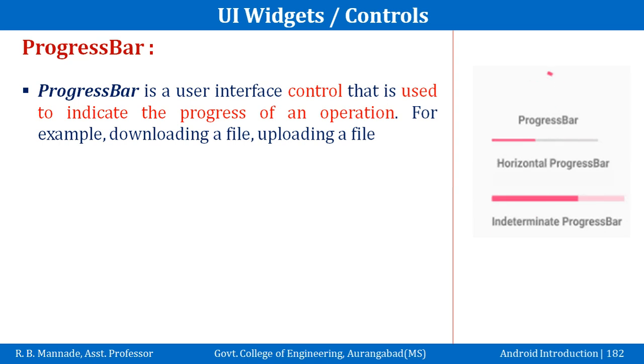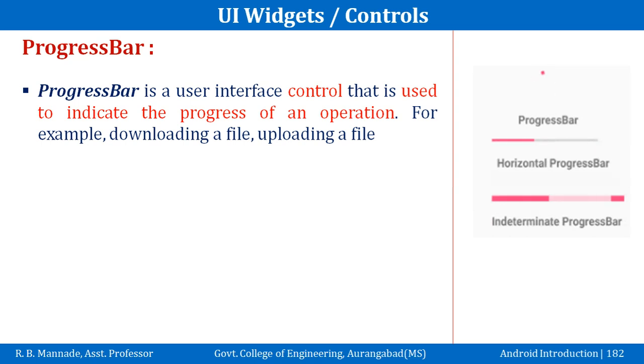For example, suppose we are downloading a file from internet, or we are uploading a file from our local machine to the internet or Google Drive, right? So in that case we need to see a progress of our work. It means how much work is done and how much work is remaining which is to be done. So for that purpose, progress bar is a very useful UI control in Android operating system.